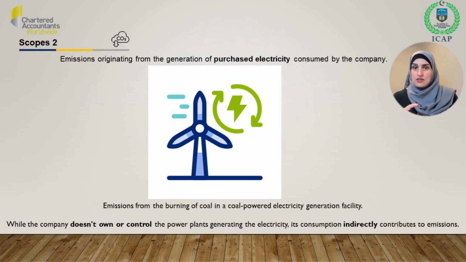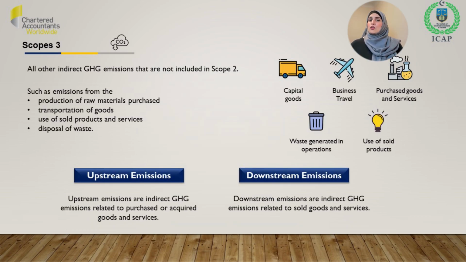What is scope 2? Scope 2 covers emissions originating from the generation of purchased electricity which is consumed by the company, and the purpose can be heating, cooling, or any other purpose for which you need electricity and use in your reporting entity. That comes under scope 2. What about scope 3? Everything other than this is scope 3.